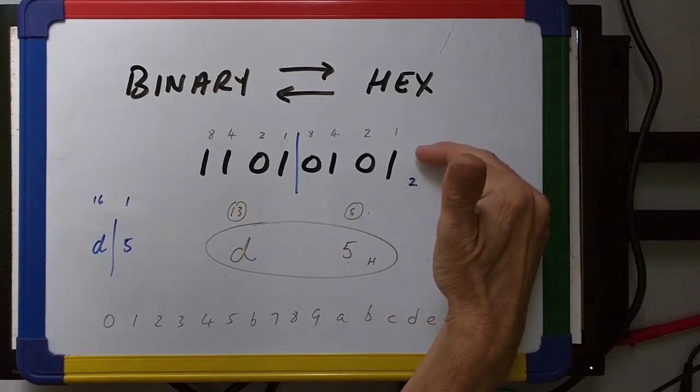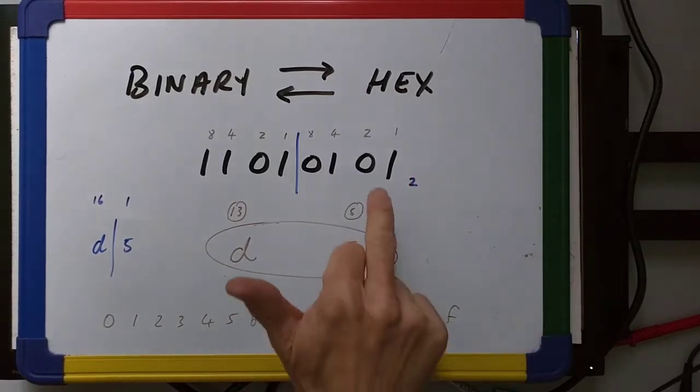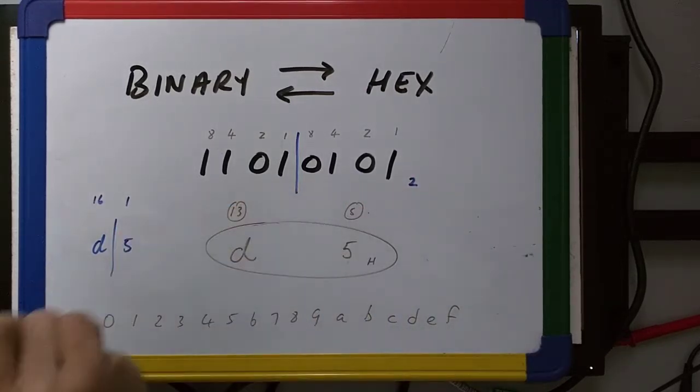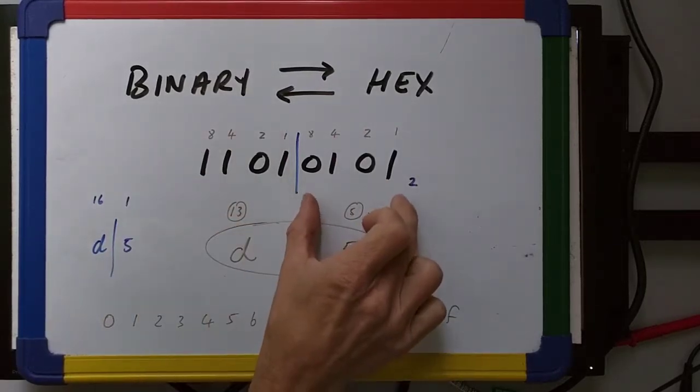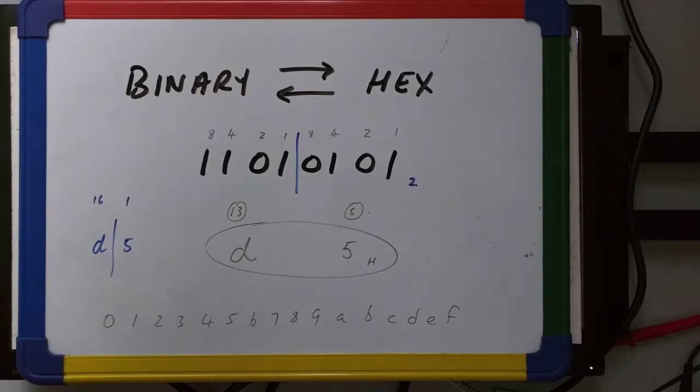We can go straight from binary to hex just by splitting the binary number into sets of 4. But you've got to start from the right hand side and move across. So group of 4, group of 4, group of 4.